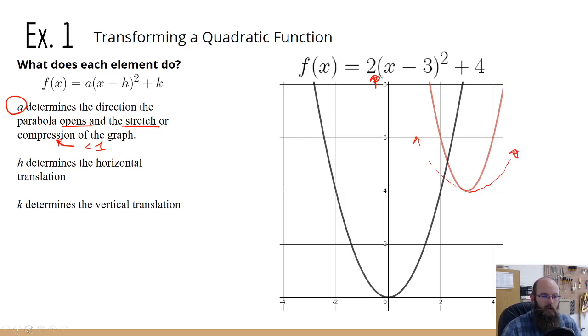Next is the h. Our h value tells us our left and right, or horizontal translation. That means this -3, this minus, and then our h value is a +3. That means it shifted us to the right 3. Then we have that +4. It does some stuff. Let's see what color. Brown will work. The 4 here shifts our graph up, which is kind of nice. Now we know exactly how we got to right here. Let's go look at the next example, and hopefully it answers more of your questions.